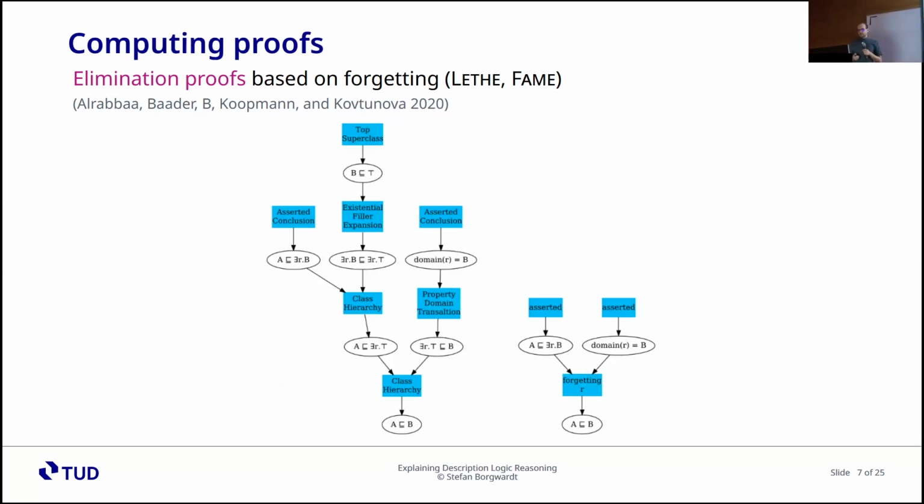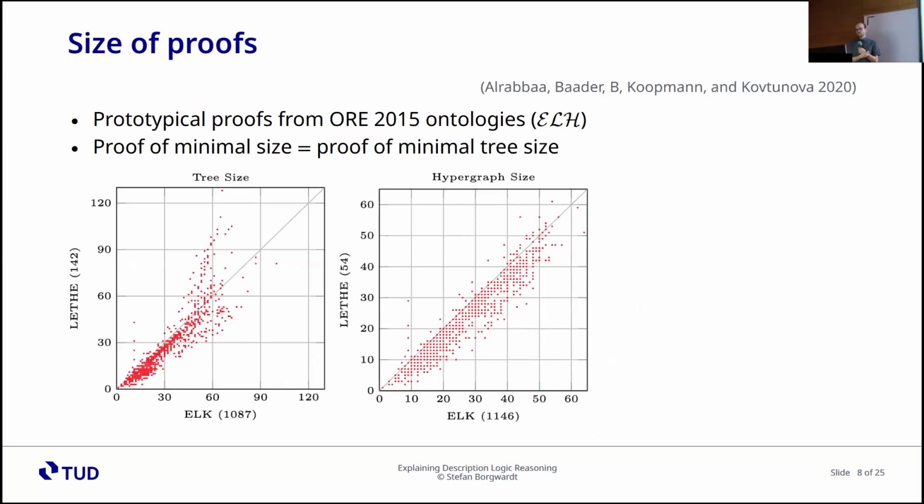And we compared these proofs over many different examples. We were looking at the ORE 2015 benchmark set for ELH. We filtered for ELH ontologies, and then we compared these different methods. And here, for example, you see, as we have seen on the previous slide, the size of the proof is generally smaller if you look at these elimination proofs.